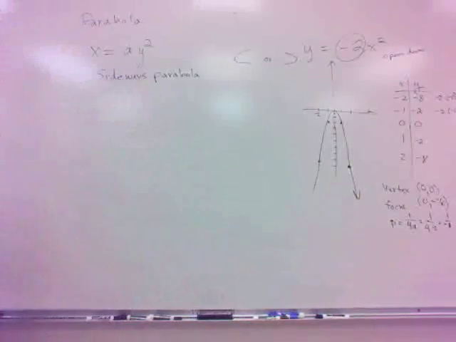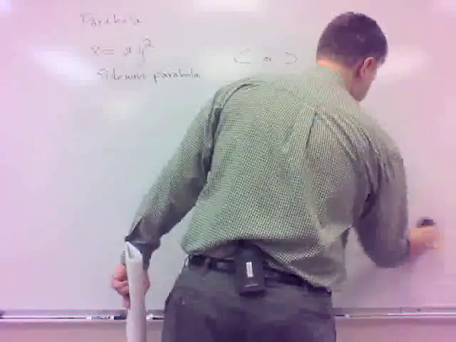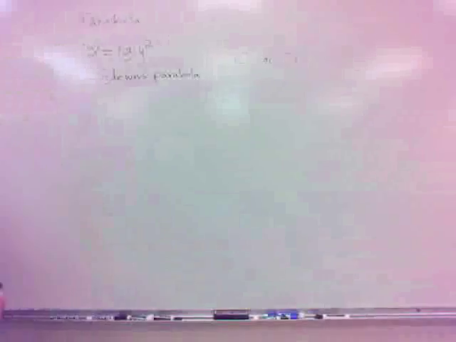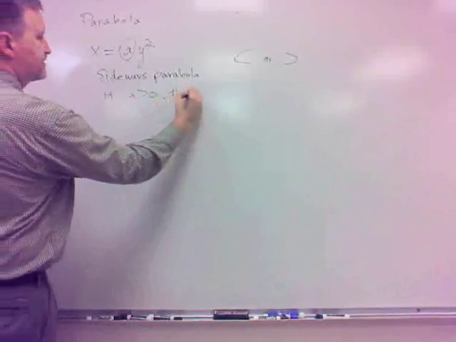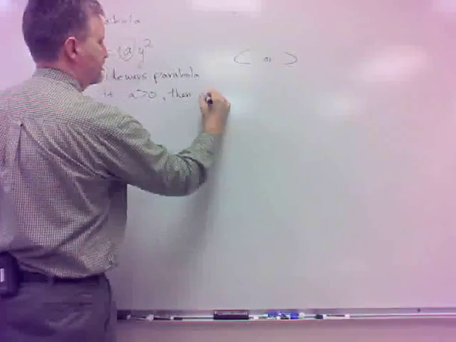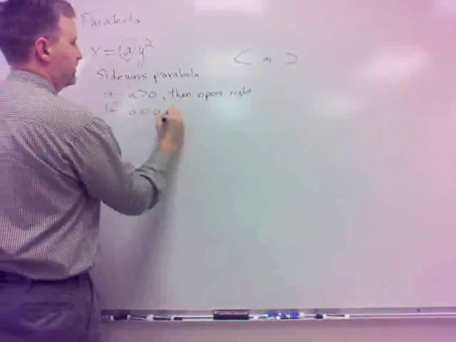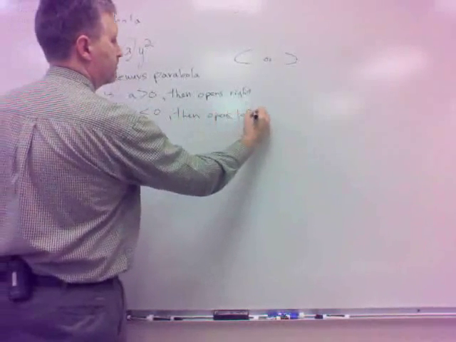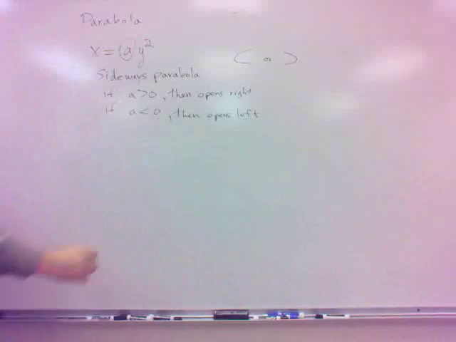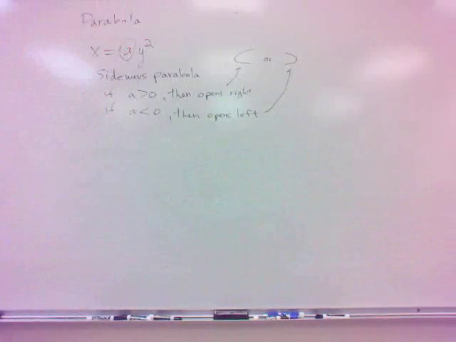Any guesses on how we can tell which way? Yeah, it's again on the a. If a is a positive number, greater than 0, then it opens to the right. If a is negative, less than 0, then it opens to the left. This type or this type. Same idea. Instead of up and down, though, it's right and left. Okay?